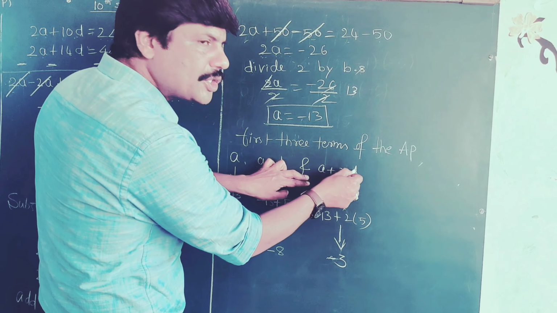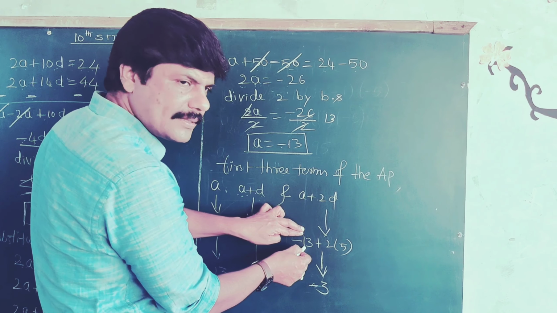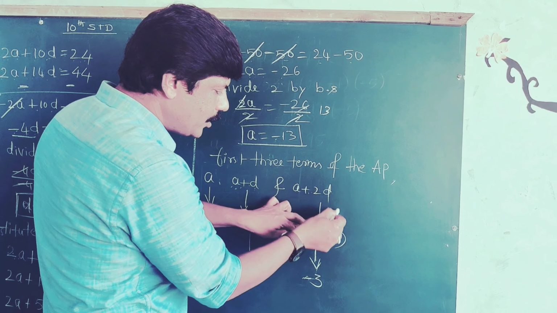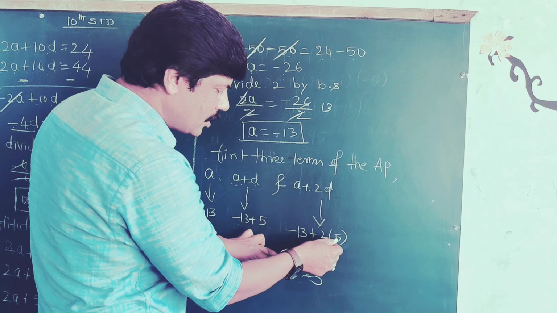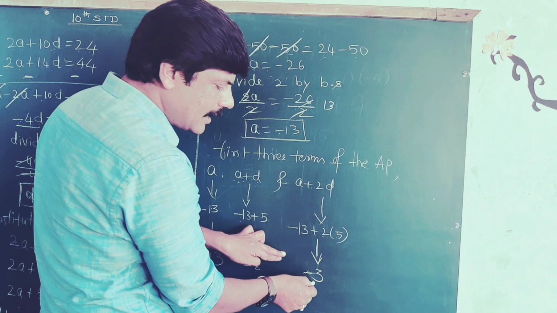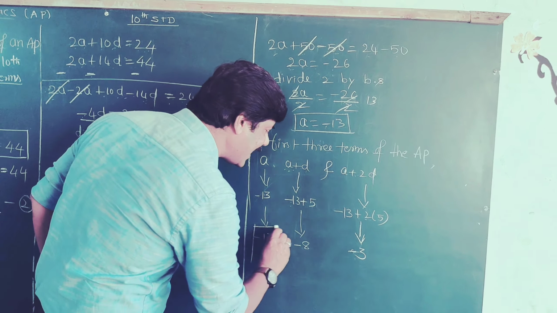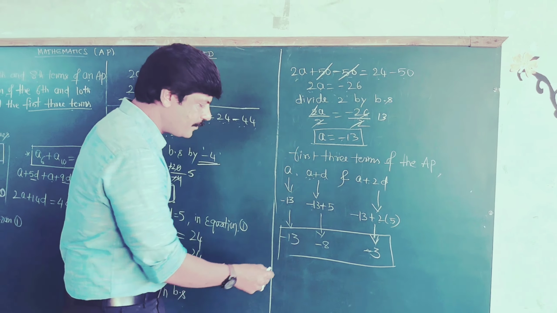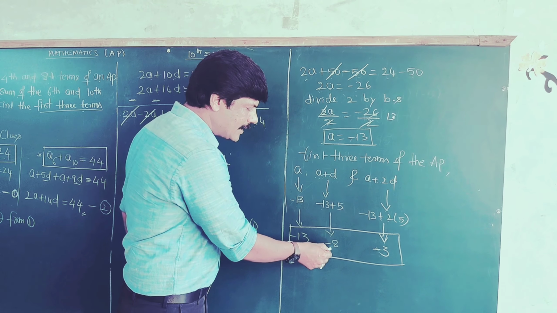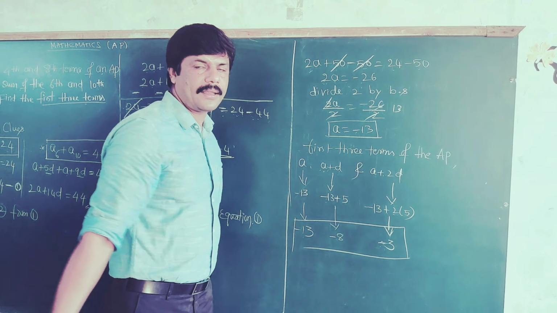Third term is A plus 2D. A is nothing but minus 13 plus 2 into 5. 2 into 5 is 10. So 10 minus 13 is minus 3. Thus we got the 3 terms of the AP as minus 13, minus 8 and minus 3.